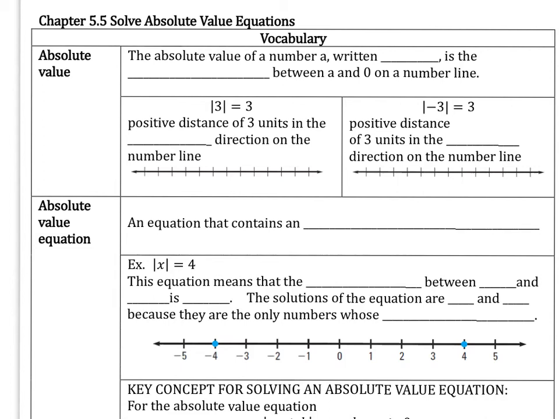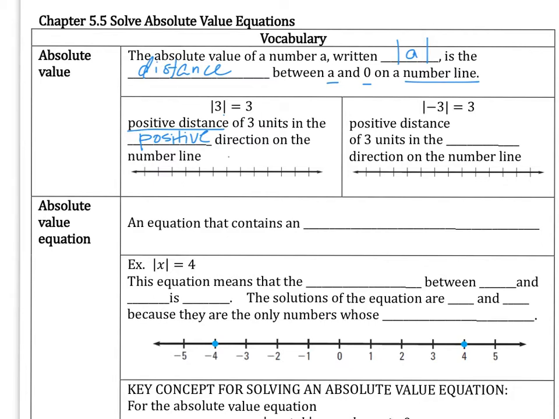Absolute value. The absolute value of a number, A, written with 2 bars around A, is the distance between A and 0 on a number line. So if I give you the absolute value of 3, it would be equal to 3. And this means the positive distance of 3 units in the positive direction on the number line.